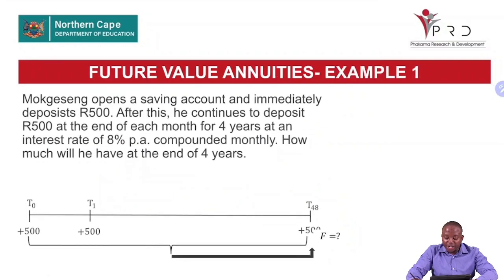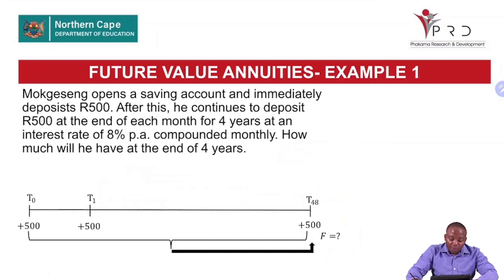Now, example number 1. In this example, we are told that Mokheseng opens a savings account and immediately deposits 500. After this, he continues to deposit 500 at the end of each month for 4 years at an interest rate of 8% per annum compounded monthly. How much will he have at the end of 4 years? Now, this information, we will populate in our timeline.